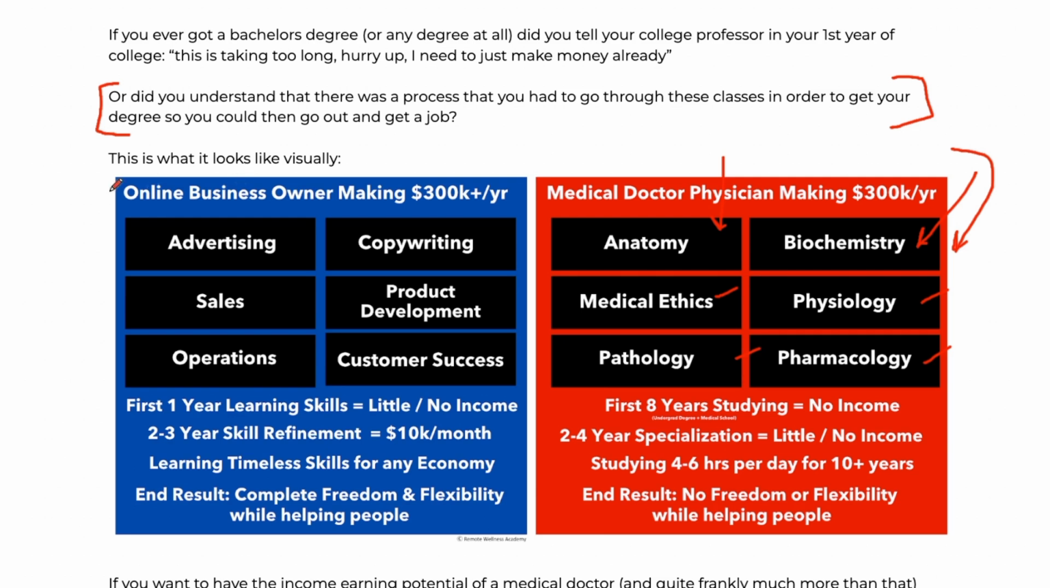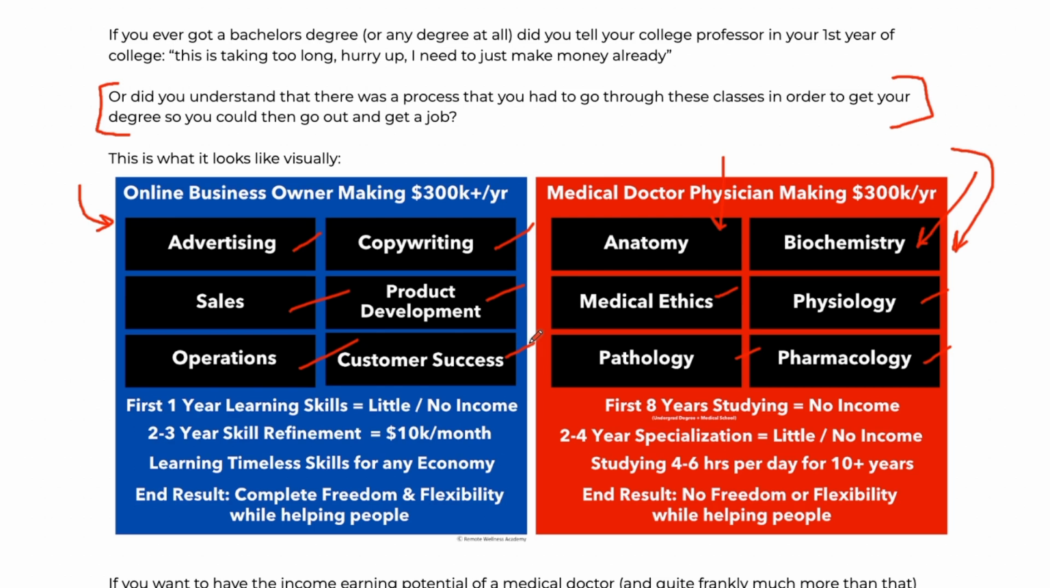However, on the online business owner side of things, if somebody's out there saying, you know what, I want to exclusively work on figuring out how to provide value and help people by studying the game of money and business, well, in the same way that the medical doctor and physician has to study topics and subjects, in the game of money and business there are topics like advertising, copywriting, sales, product development, operations, customer success, right?